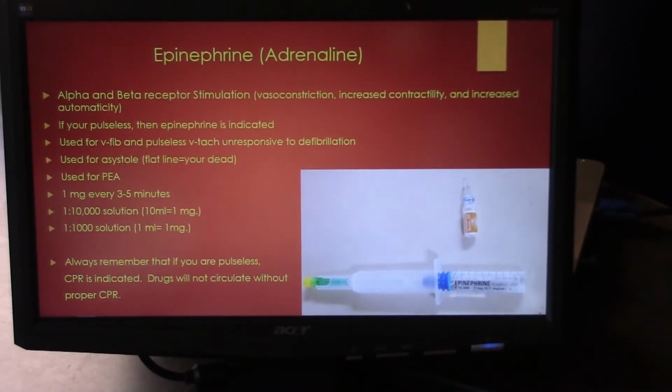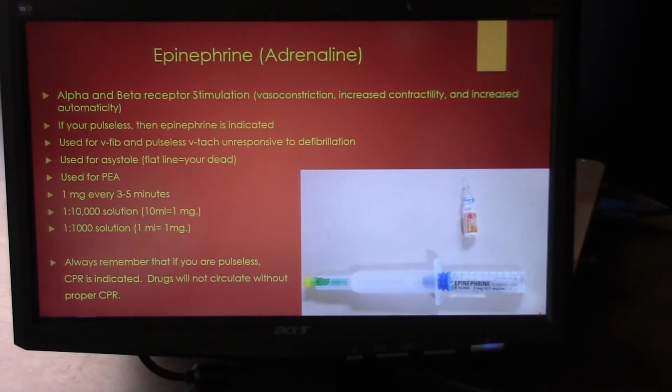It's given in a 1 to 10,000 solution. That means 10 milliliters equals 1 milligram. That's this Bristoject here. That's given IV push normally. But there's also the 1 to 1,000 solution. That's 1 milligram in 1 mL instead of 10. And that is the solution that you use to give subcutaneously. You would give about 0.3 mL subcutaneously for someone who's in anaphylactic shock. That would be the same as giving 0.3 milligrams or 300 micrograms.